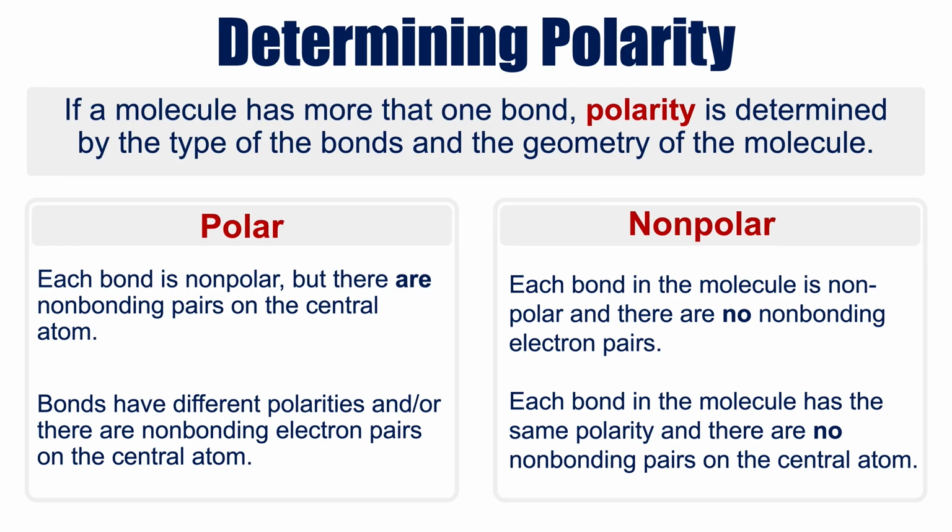A molecule is going to be nonpolar if each bond in the molecule is nonpolar and there are no non-bonding electron pairs, or if each bond in the molecule has the same polarity and there are no non-bonding pairs on the central atom. What we're going to do in the next few slides is go over three rules that take this slide and simplify it in order to help you figure out if a molecule is polar or nonpolar based off of the Lewis structure.